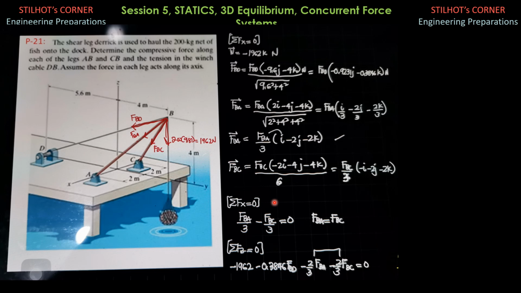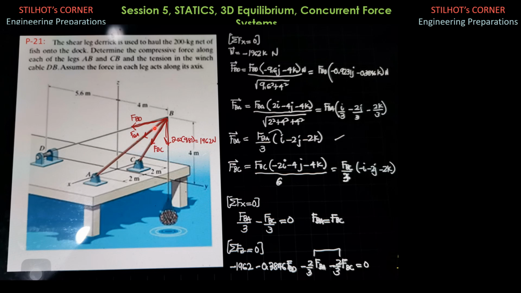Then we now apply equations of equilibrium. Summation of forces X equals 0. So FBA over 3. Then for FBC, FBD has no X component. For FBC, we have negative FBC over 3. Then equals 0, so that means FBA equals FBC.